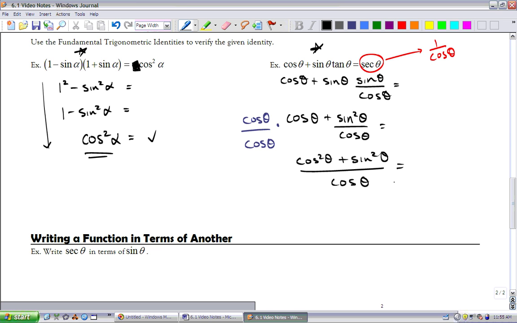Okay, now, I should get pretty excited because cosine squared plus sine squared, if I know my Pythagorean identities, equals 1. So the top can be rewritten as 1, and my denominator is cosine, so I get 1 over cosine theta. And notice, it's what we were trying to get to, which equals secant theta. And that verifies my identity. So there was a lot going on here, but we did verify that the left-hand side is the same as the right-hand side. And that's it for verifying identities.